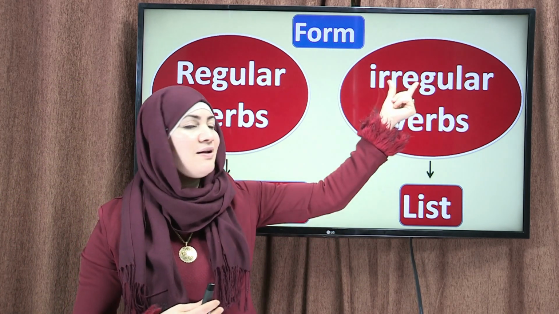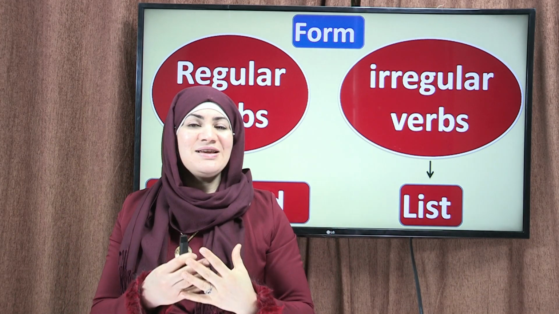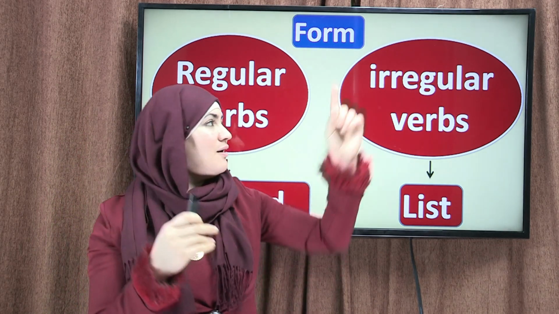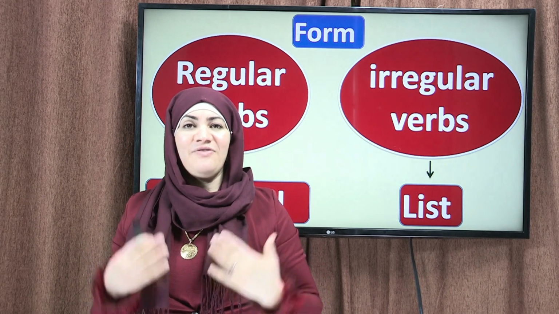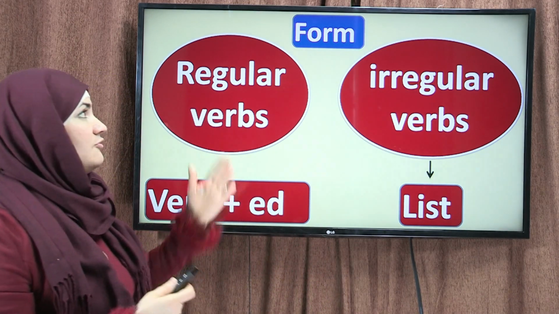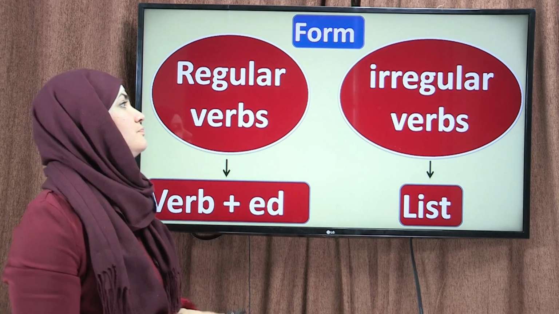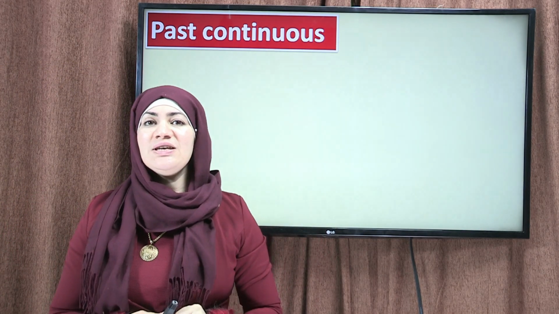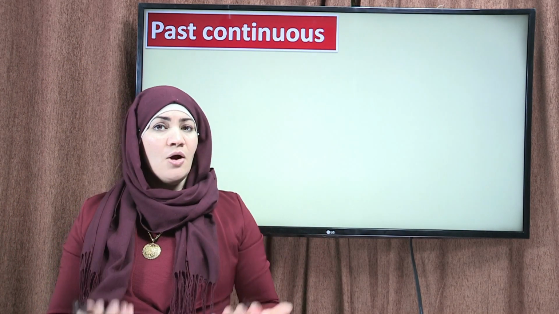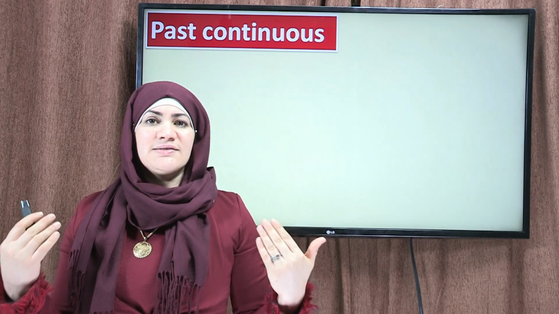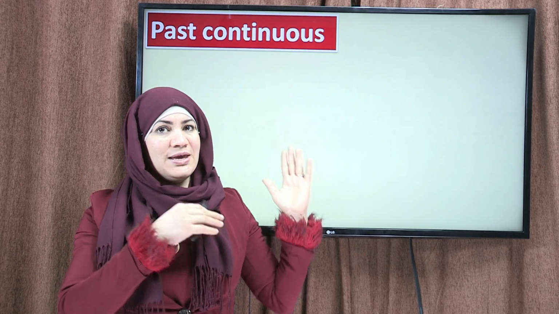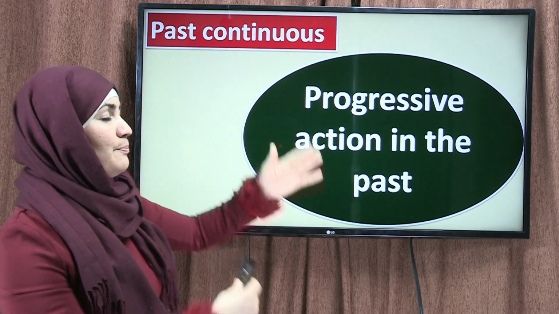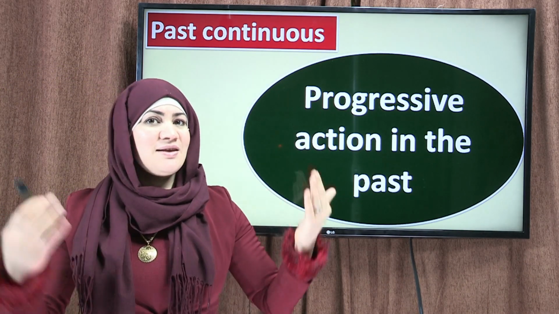لذلك سميناها أفعال غير منتظمة لأنها تتغير كليا. وتصريفها, there is a list. هناك قائمة خاصة irregular verbs, خاصة بالأفعال غير المنتظمة. This is the form of past simple. We move to the next point, or the second tense, which is past continuous. We can see together the same thing as with past simple. We here give a brief explanation. What is past continuous? It is a progressive, continuing action in the past.